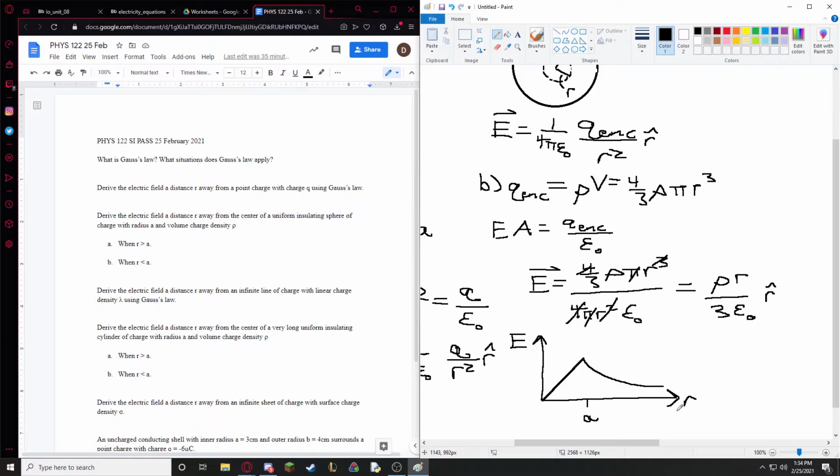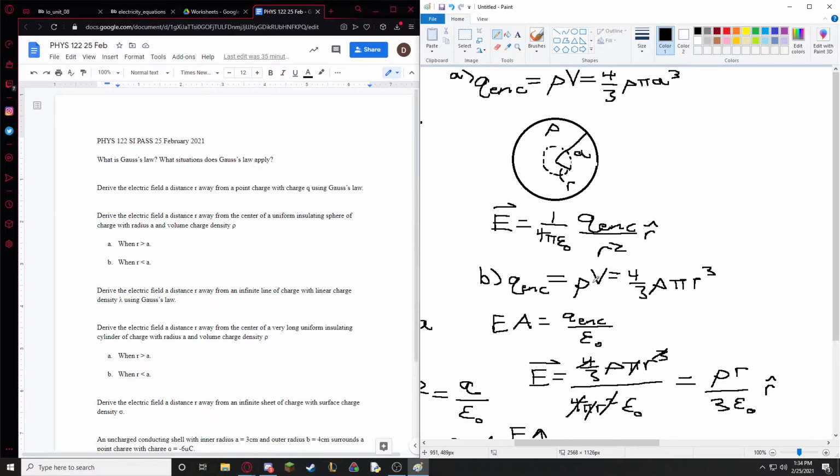Yeah, I'm a bit lost on the R. On which part? Do you understand where we got our enclosed charge from? You got it from the rho times volume, but here in terms of r? Yeah, so we have our rho, which is our charge density, and we have the volume of our Gaussian surface inside our sphere.